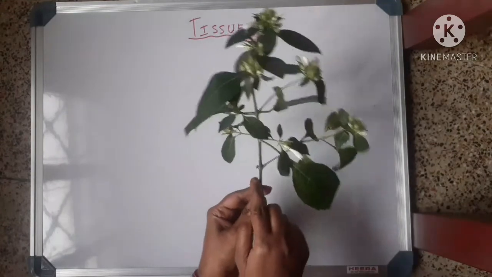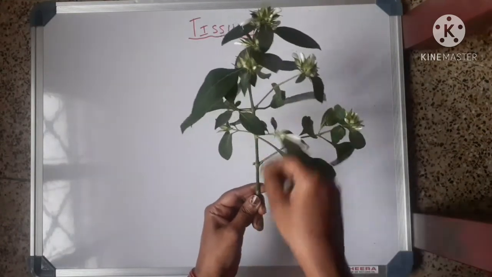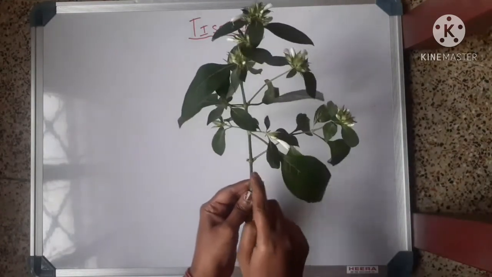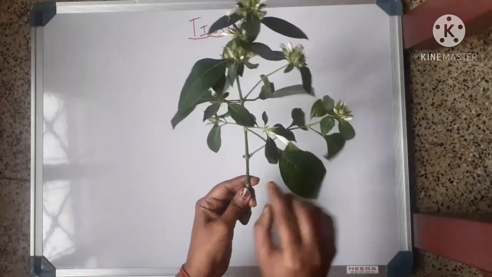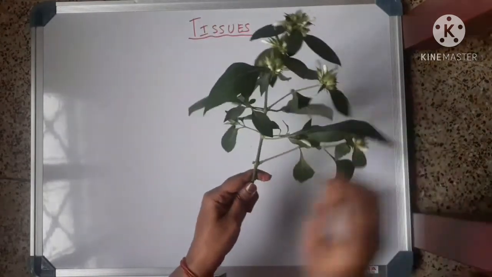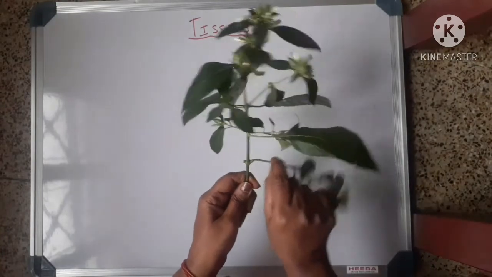You can see in any plant, the thickness gradually keeps on increasing as you go downwards. That is lateral meristematic tissue. And the third one, intercalary. For intercalary, you see this is the node. Well, now this has grown into a branch.